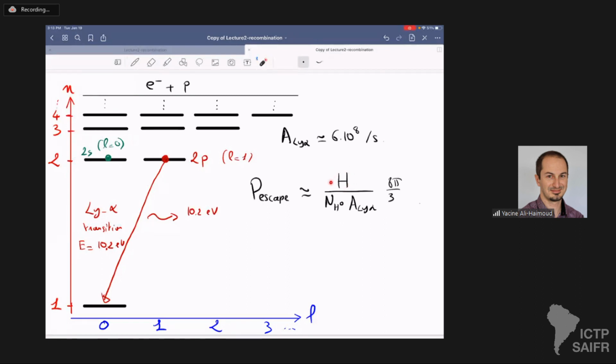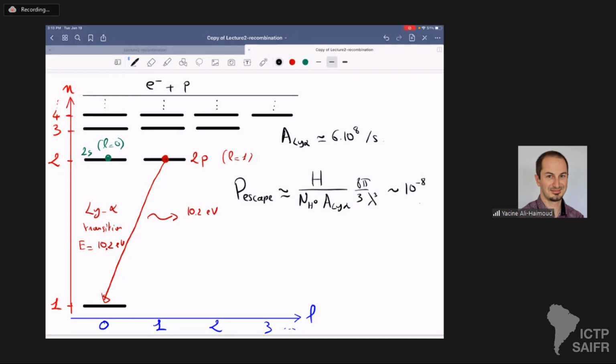This is a rate, this one is a rate, this is a density, so I need to multiply by a length cubed, and the length cubed turns out to be the Lyman alpha wavelength, which is 1216 Angstrom, if I'm not messing this up. And if you plug in typical numbers around redshift 1000, you get an escape probability of about 10 to the minus 8 or so.